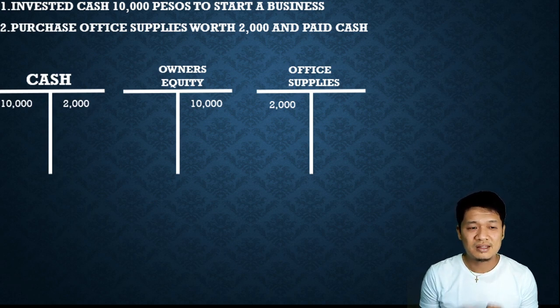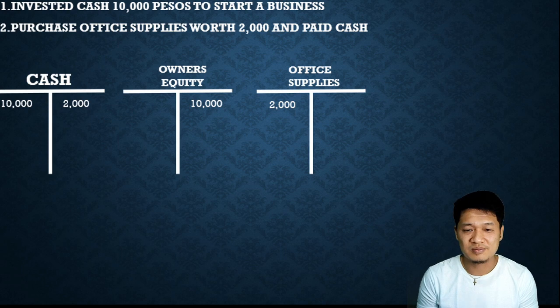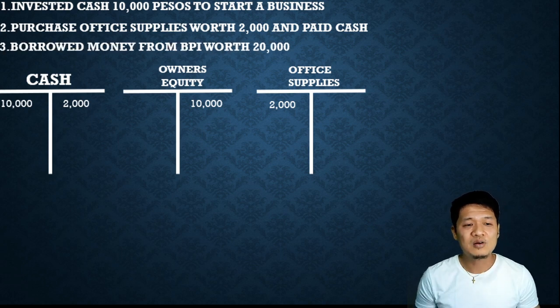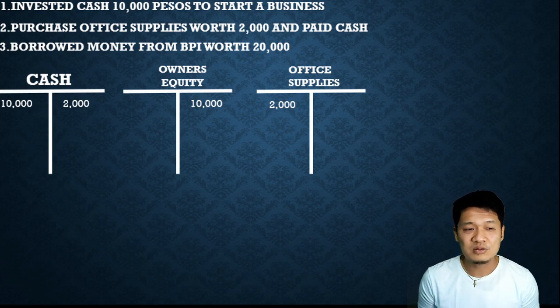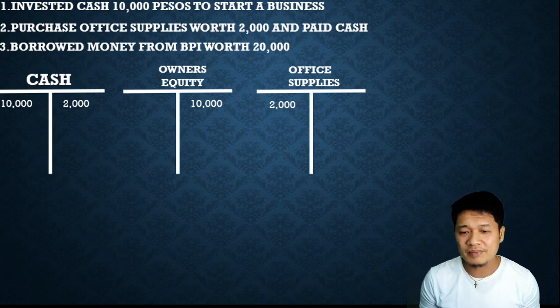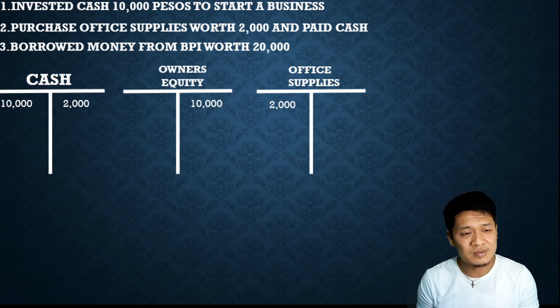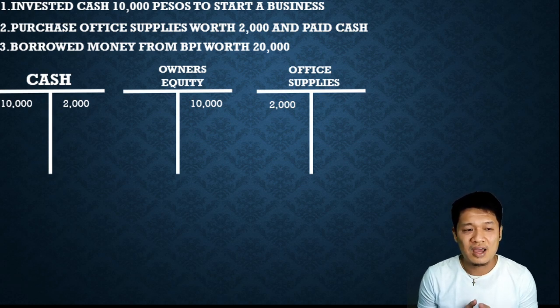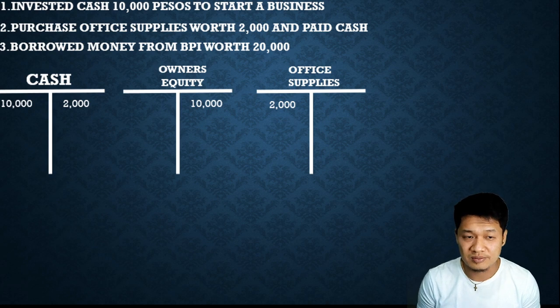So, this will be the last transaction for this video natin. Okay, yan. Borrowed money from BPI worth 20,000 pesos. Borrowed money. Siyempre, parang nag-loan tayo sa bangko, di ba? Numiram tayo ng pera sa bangko. So, nung humiram tayo ng pera sa bangko, siyempre, anong mangyayari dyan? Madadagdagan yung pera natin. Ibig sabihin, involved na naman si cash. We already have the T account for cash, so no need to create another T account for that cash. So ano ba yung involved na wala pa tayo dyan?